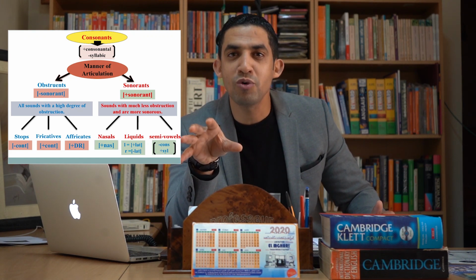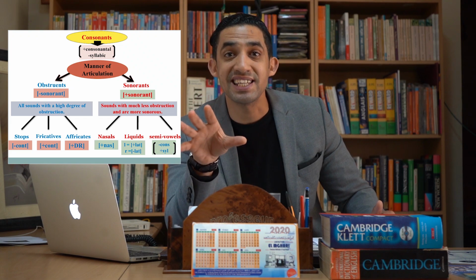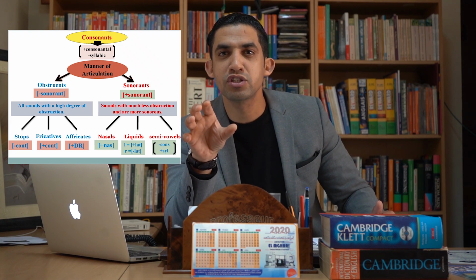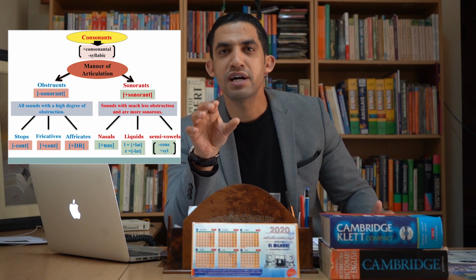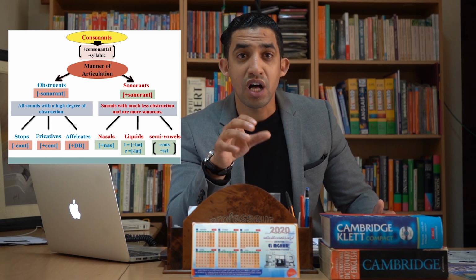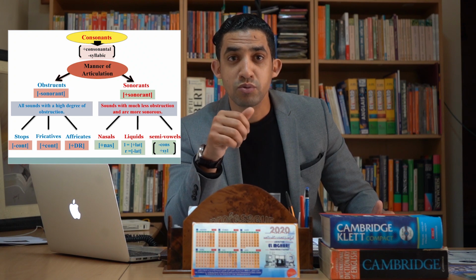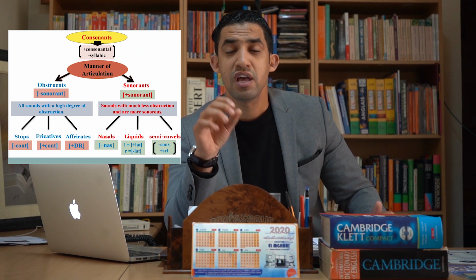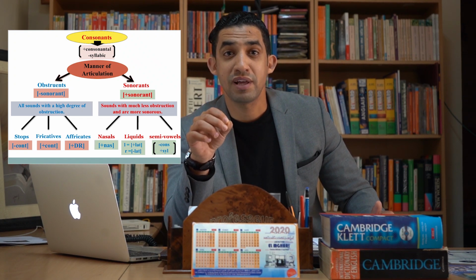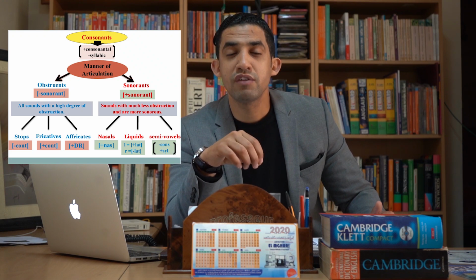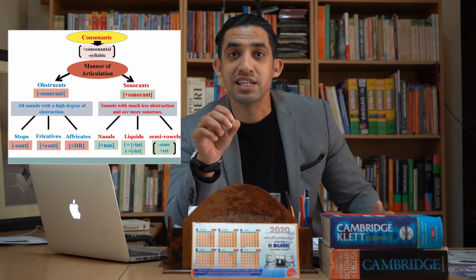They are semivowels. We give them the feature glide. They are glides. So we refer to them as minus consonantal, minus syllabic. Obstruents are three: stops, fricatives, and affricates. Stops, we give them the feature minus continuant. Fricatives, we give them the feature plus continuant. And the affricates, we give them the feature plus delayed release.